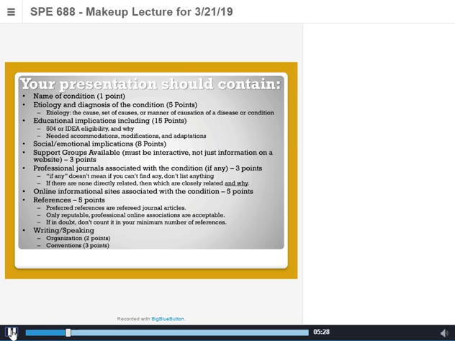Now, the next bullet is online informational sites associated with the condition. So that's where, if you find something that's really good information but you wouldn't really consider it a support group, this is where you put that information. Now remember, we want to vet and analyze that site and make sure that it is a reputable site. So things like national associations or nonprofit organizations. Those are the kinds of things we want to look for.